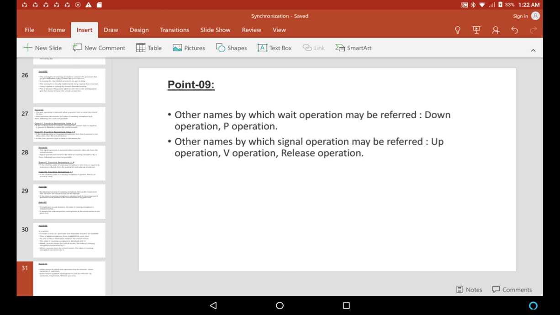Now already I have told you about the synonyms of the P operation: down and wait. Synonyms for the signal operation or the V operation are up, release or post.